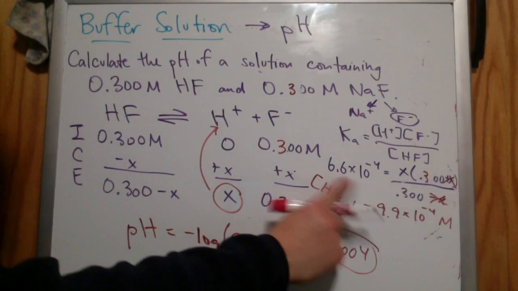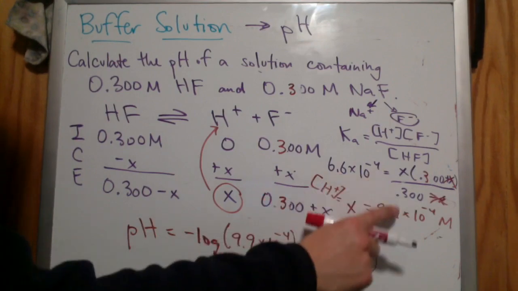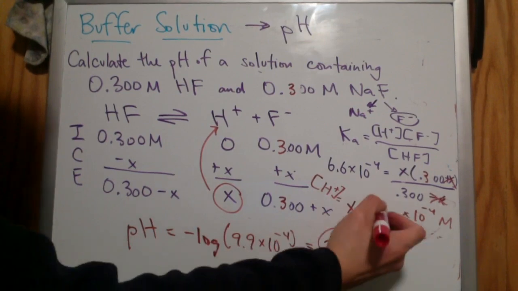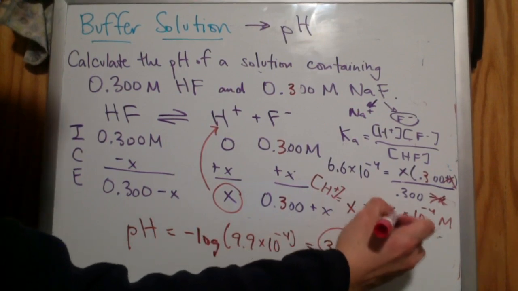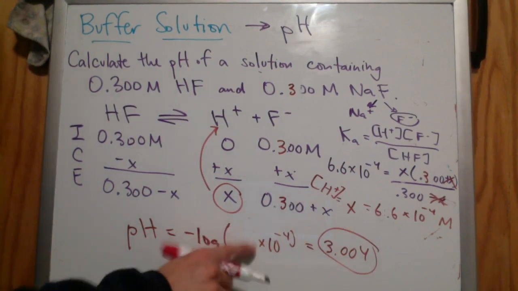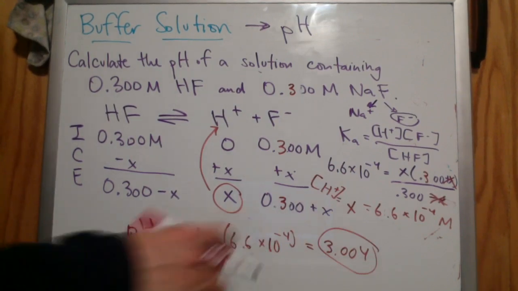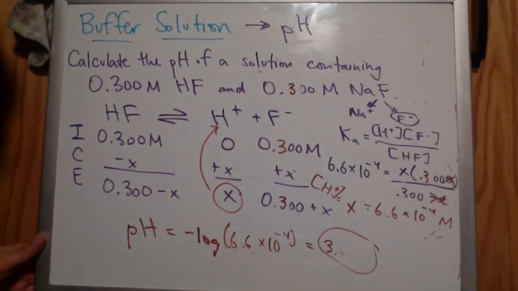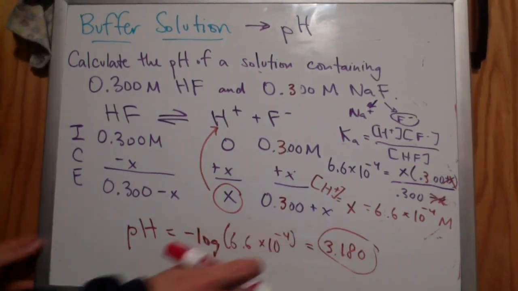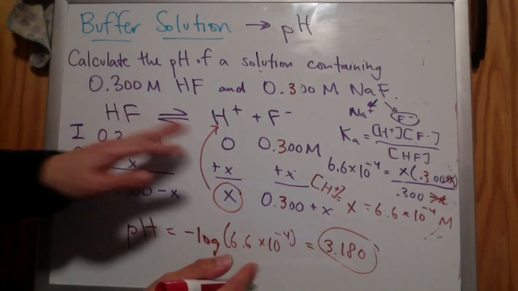And then what happens is we end up with 6.6 times 10 to the negative fourth times 0.3 divided by 0.3. So X equals the Ka. And then we just negative log the Ka. So negative log 6.6 times 10 to the negative fourth, and we get 3.180.